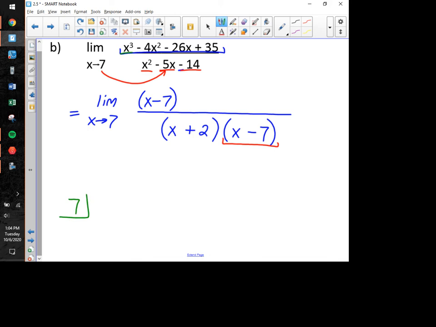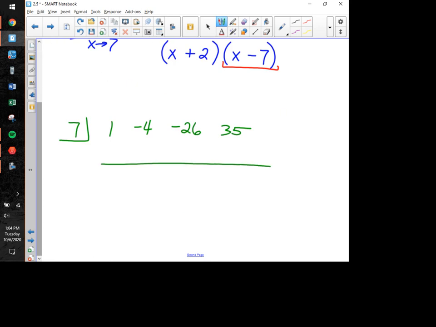After that come all the coefficients in your polynomial in order from the highest degree to least. So we start with a 1, then a negative 4 for the x squared, then a negative 26, and then a plus 35. All right. After that, we skip a line and then draw a line. We begin by bringing the 1 straight down, and now we multiply. The 7 times that 1 gets us 7, and we write that number right here underneath the negative 4. Now we add going down. The negative 4 plus 7 gets us 3.